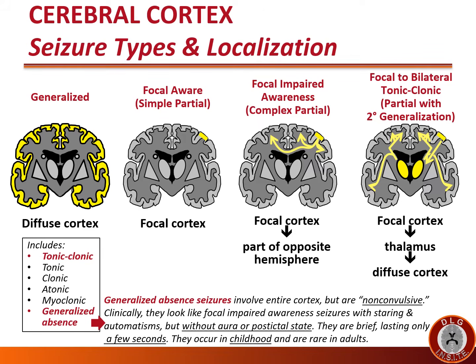Among focal seizures, there's focal aware, formerly known as simple partial, and focal impaired awareness, formerly known as complex partial. And sometimes a focal lesion results in focal seizures that spread to the rest of the brain. We call this focal to bilateral tonic-clonic, formerly called partial with secondary generalization.